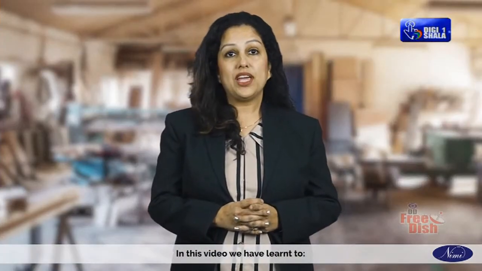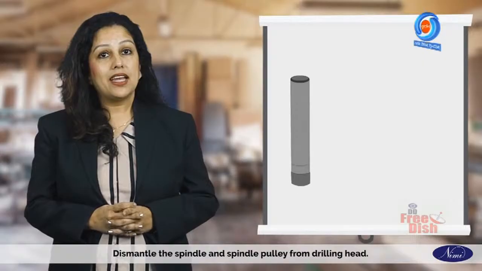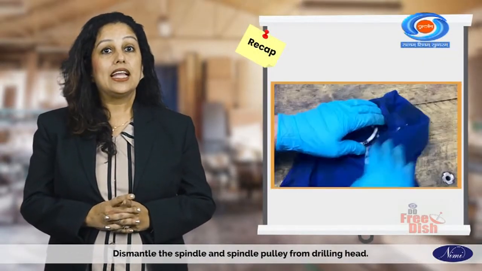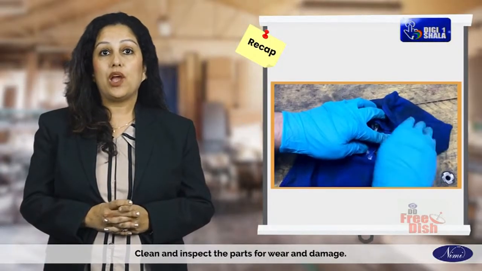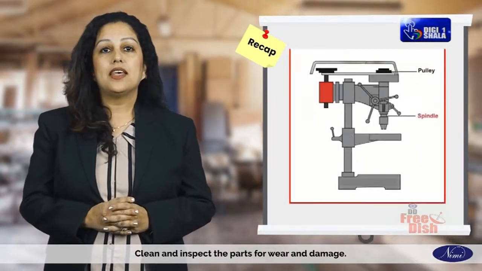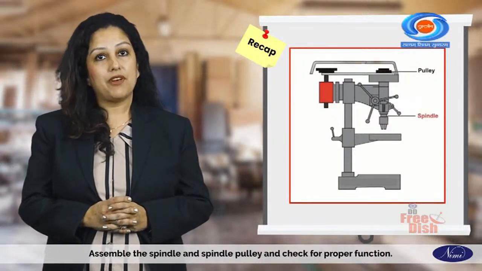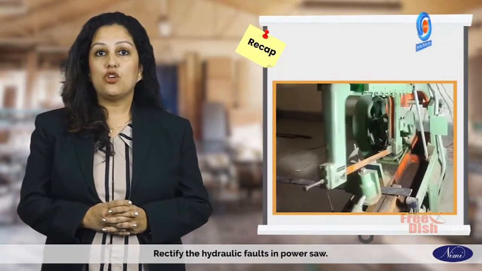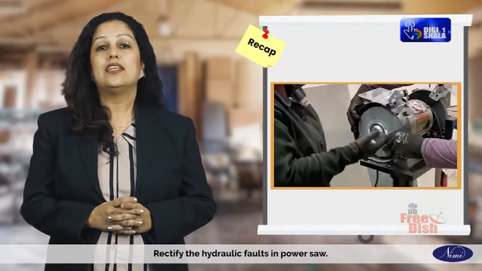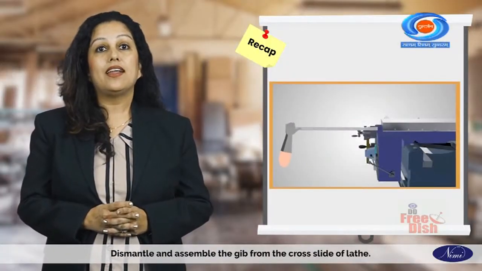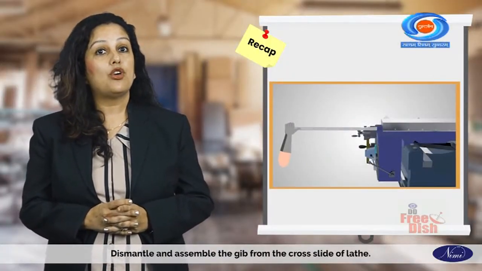In this video, we have learned to dismantle the spindle and spindle pulley from drilling head, clean and inspect the parts for wear and damage, assemble the spindle and spindle pulley and check for proper function, rectify the hydraulic faults in power saw, dismantle and assemble the worn-out grinding wheel, dismantle and assemble the jib from the cross slide of lathe.